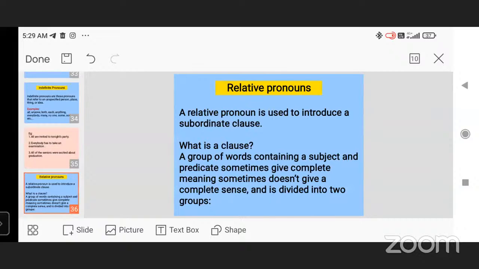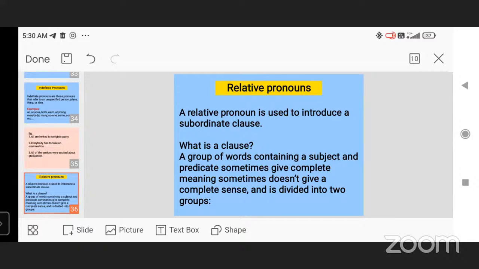Relative pronoun. A relative pronoun is used to introduce a subordinate clause. My dear kids, you may have slight confusion. It's not a confusion, I'll just explain what it is. Already I taught you interrogative pronouns, used to ask questions: Who is he? What are you doing? Whose book is this? These are all interrogative. They begin with WH and end with a question mark.